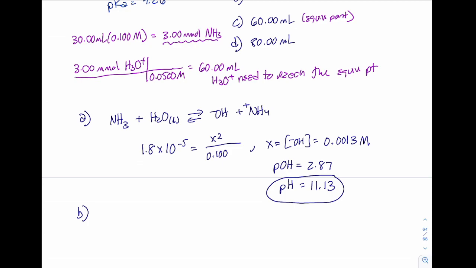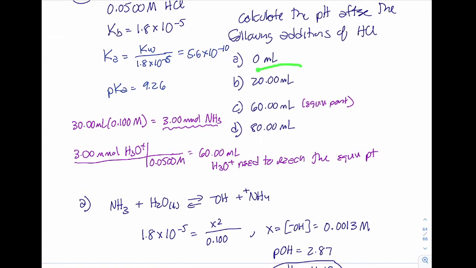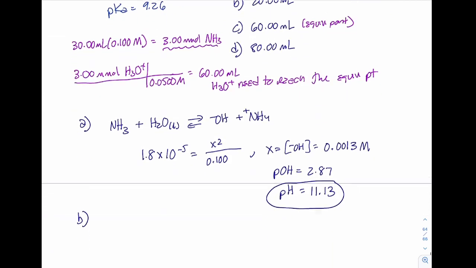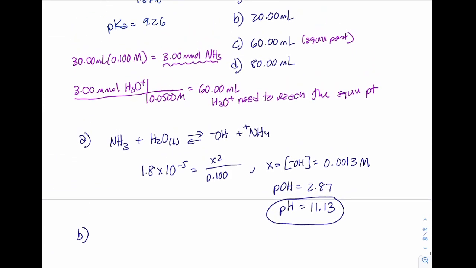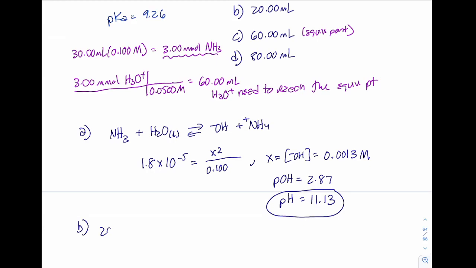So part B, we're now adding base to it, or sorry, we're adding acid to it. I've added strong acid to my weak base, so we're going to set up that neutralization table. I am going to calculate the amount of acid that I've added. So we've added 20 milliliters. My concentration of acid is 0.0500 molar. So I've added 1.00 millimoles of my strong acid.